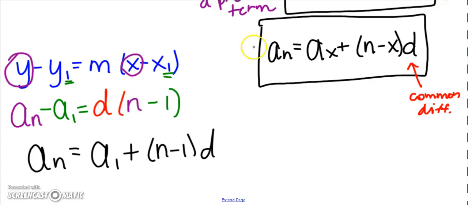That's this same formula over here, except instead of 1, maybe I didn't know my first term. I knew some term. Maybe I knew that a sub 4 was equal to something. Well, then this can just turn into an x for whatever term I happen to know and whatever n value. So this is our other formula.